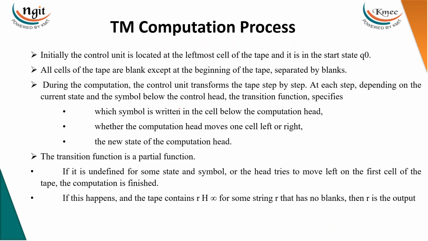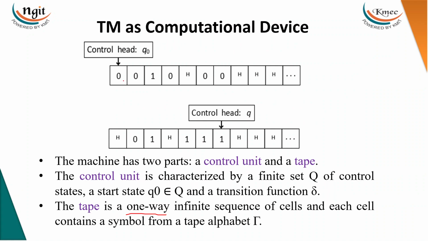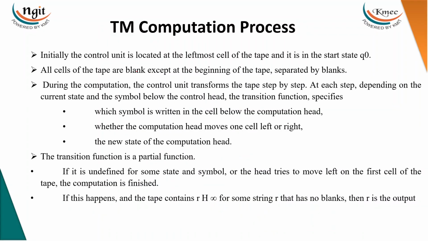Then how is the computation going to be done? Initially the machine starts in Q naught. If the symbol is A, what we have to do with this Q naught, whether we have to change it to something or where we have to keep it, you have to specify. After that, where we have to move, right side or left side or blank, and what operation you are performing. Initially, all the cells are blank except the beginning of the tape, separated by the blanks.